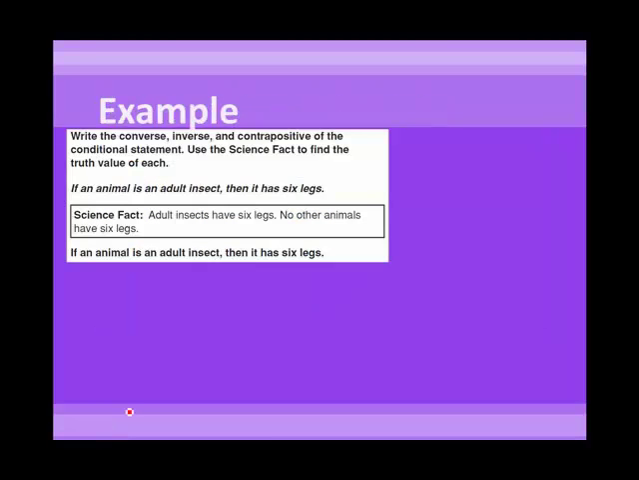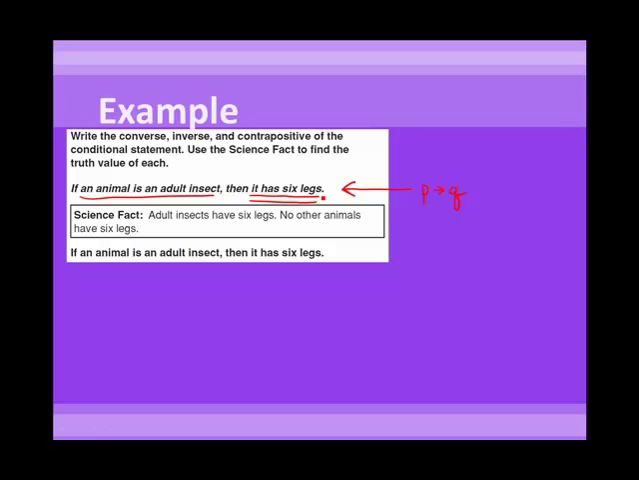We are going to write these statements, and then we're going to evaluate the truth value of them based on this science fact: an adult insect has 6 legs, and no other animal has 6 legs. So our original if P then Q is right here. If an animal is an adult insect, so our hypothesis is an animal is an adult insect, then it has 6 legs. This is our conclusion.